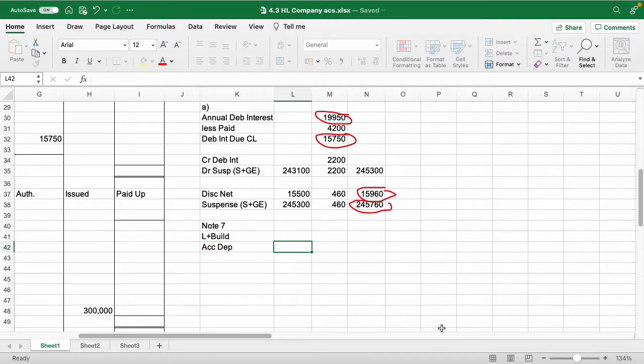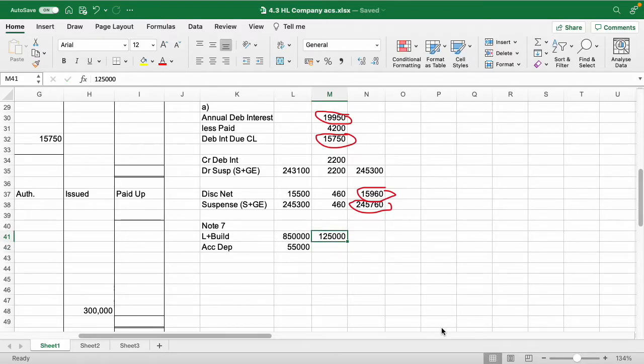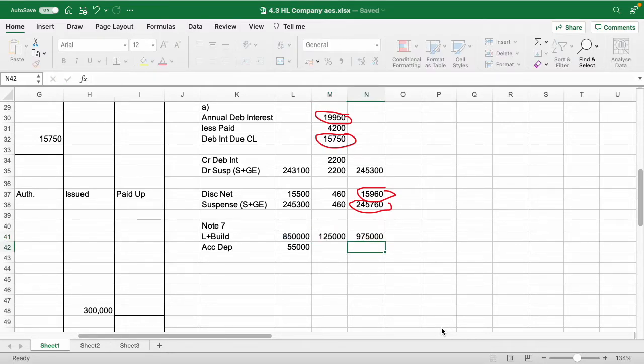So we start off with, I'm just looking at the question, it says land and buildings cost $850, and accumulated depreciation land and buildings is 55. So we're going to increase our land and buildings up to 975. So that means I need to add on 175 onto my land and buildings. Is that right? No, 125. And that brings the figure up to, just double check, 975.